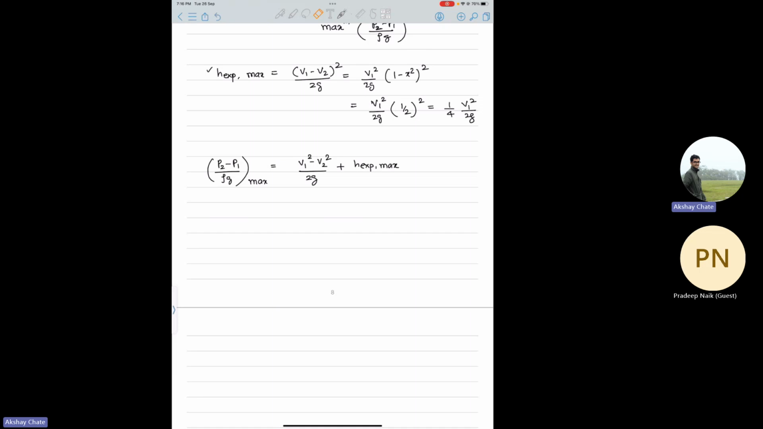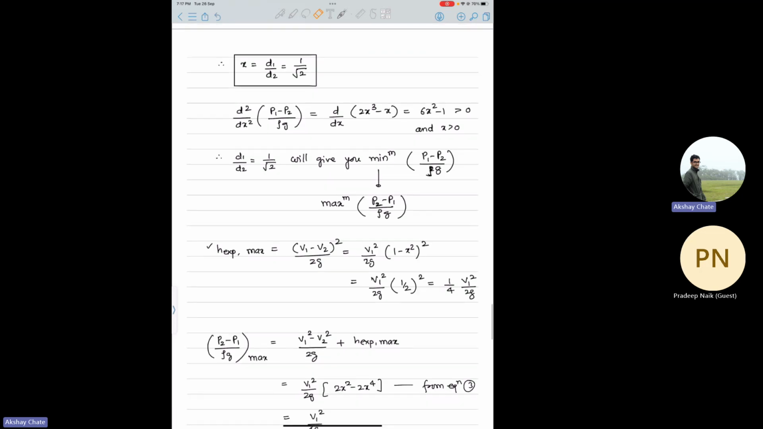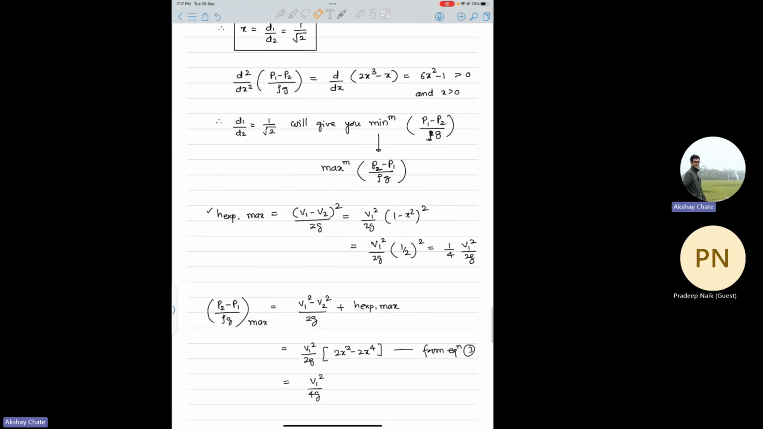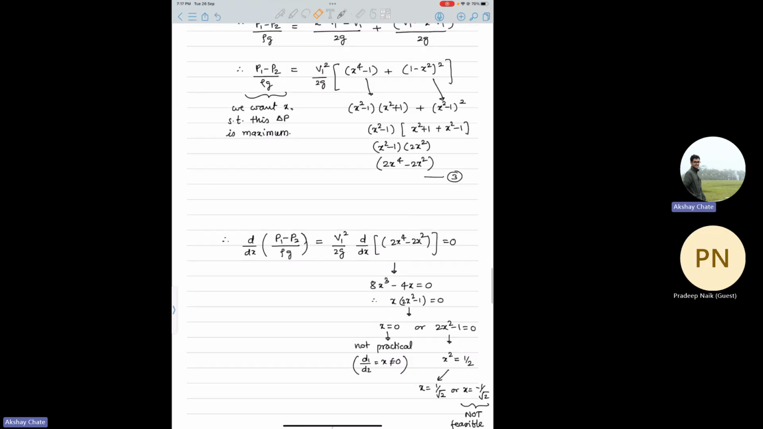so we have this as V1 square by 2g into 2x square minus 2x power 4 from equation 3, and if you solve it, you get V1 square by 4g as the answer. So this is your final answer. I think I made some calculation mistake somewhere on the line, but the rest of the thing is correct only. Here somewhere it's going somewhere else only.